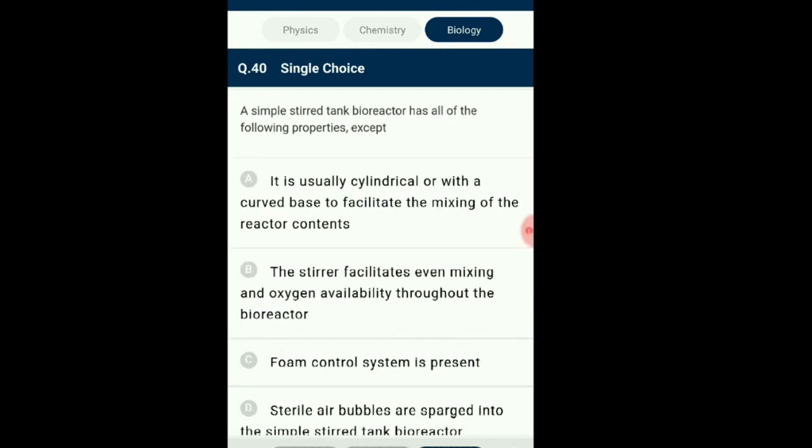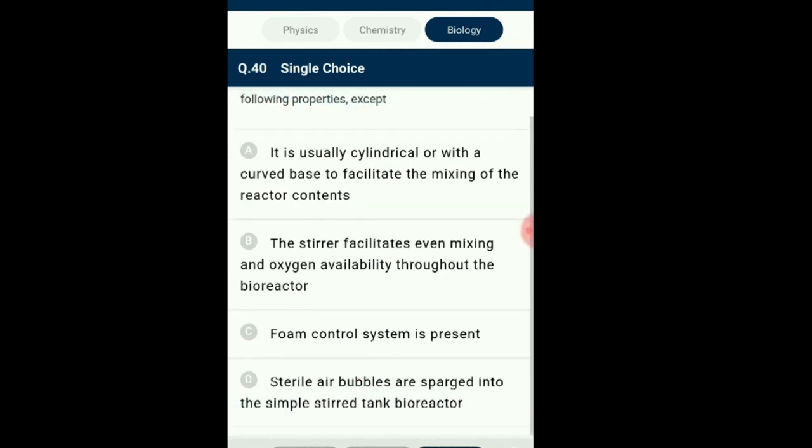Question number 40. A simple stirred tank bioreactor has all of these following properties except... Sterile air bubbles are sparged in the sparged stirred tank bioreactor, which increases the surface area of oxygen transfer. Sparging is not found in the simple stirred tank bioreactor. So the answer for this question is option D. Sterile air bubbles are sparged into the simple stirred tank bioreactor.